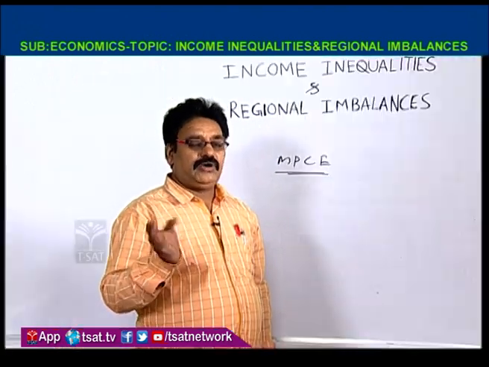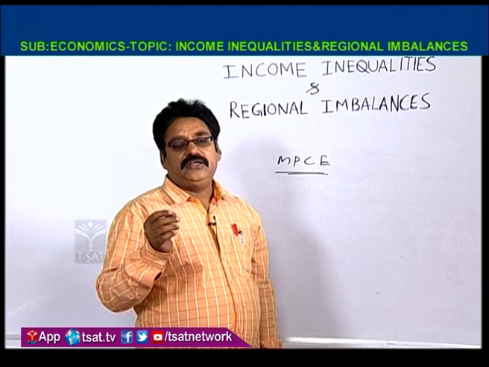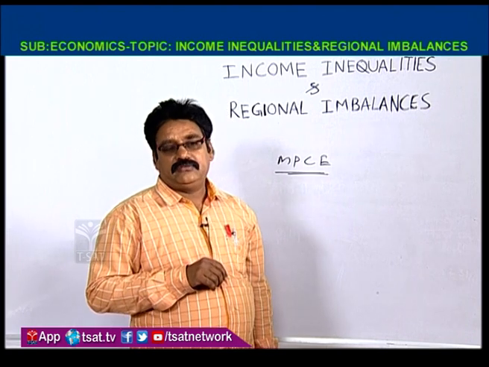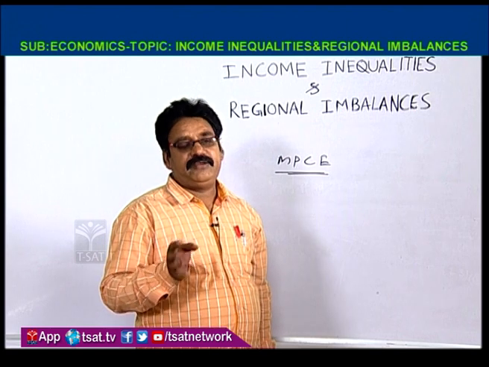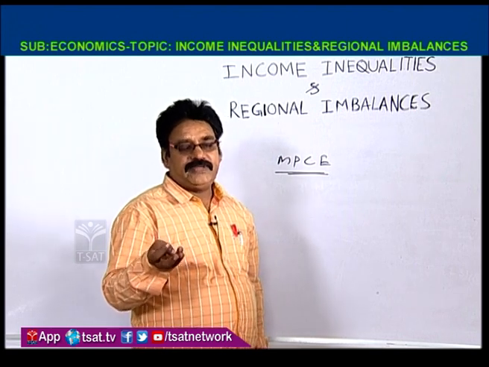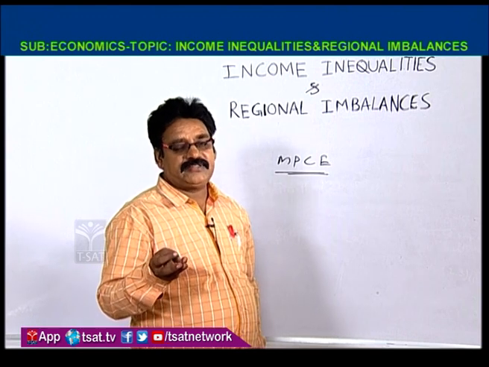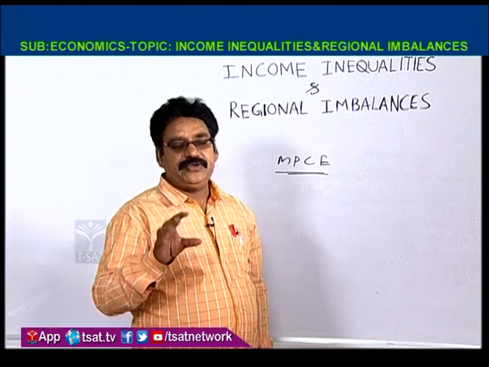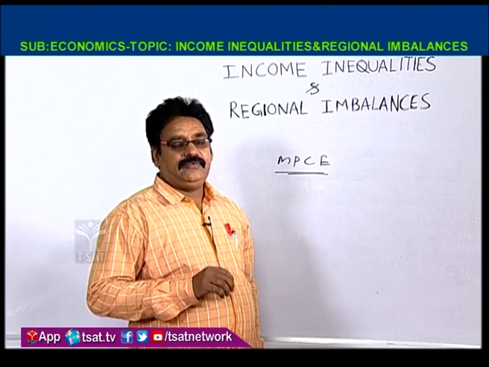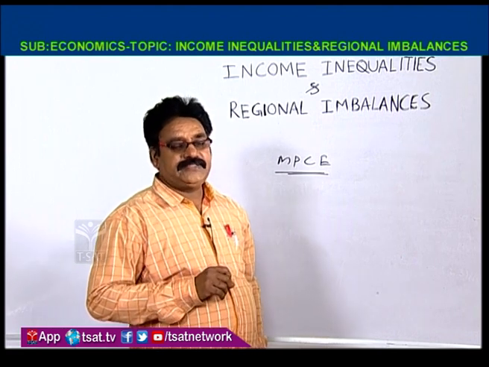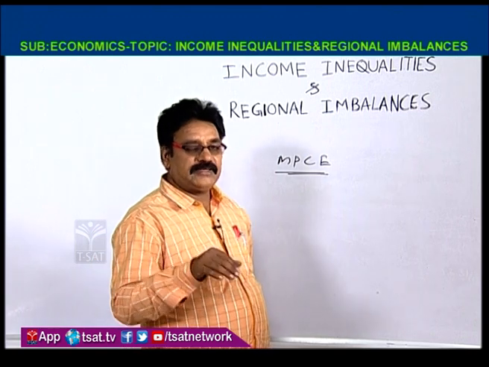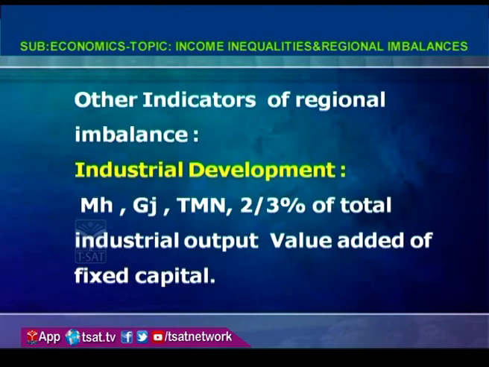In HDI, whatever elements were taken in the UNDP HDI, the same are taken here also. That means literacy rates, life expectancy and per capita income levels. With the help of these 3 indicators we calculate the rank, and with that rank some states are top 5 and some are at the bottom. Not only these 3 indicators, we have other indicators to find out regional imbalances.